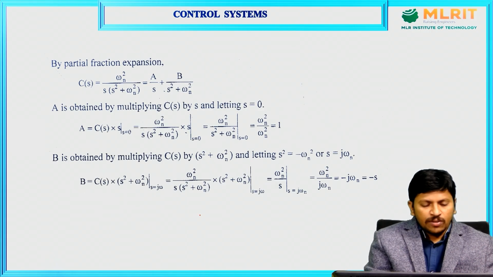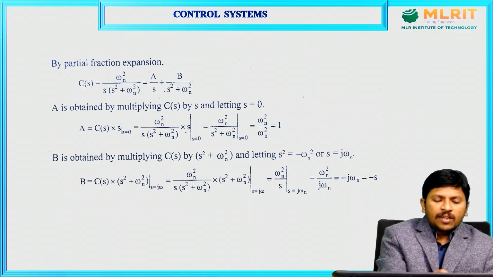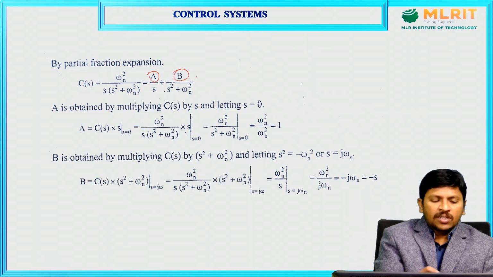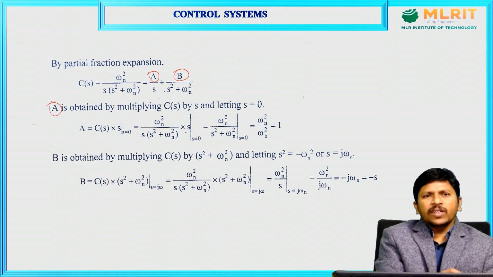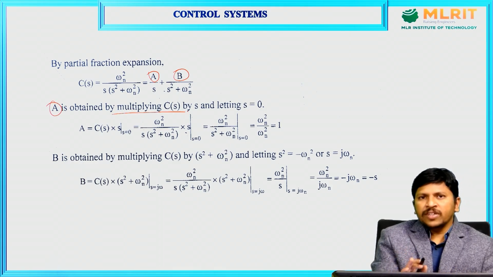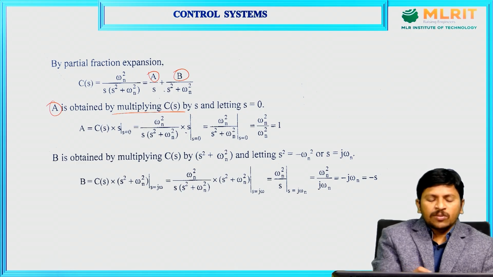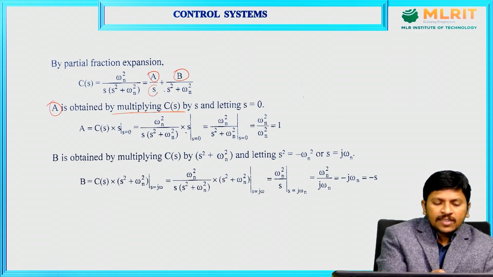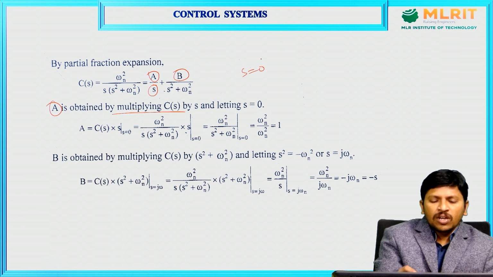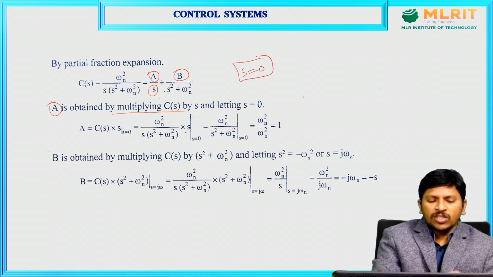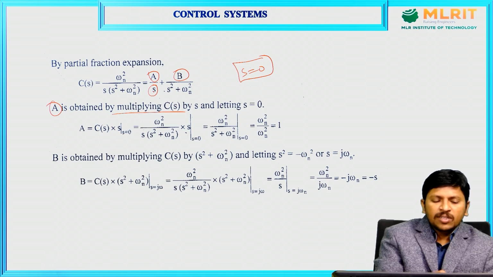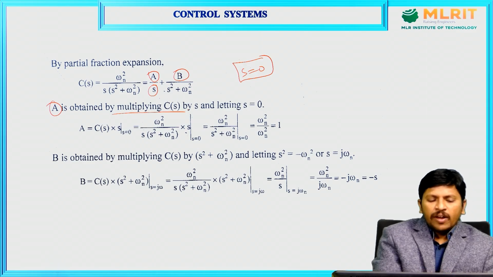For the calculation of this A and B, A value is obtained by multiplying C of S by S, because in A divided by S, S equals to 0 only. When we substitute S equals to 0, and S is in the denominator, S is just multiplied by the C of S. So A is obtained by multiplying C of S by S and letting S equals to 0.